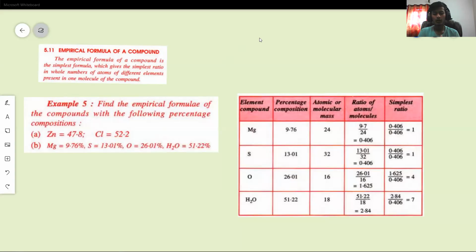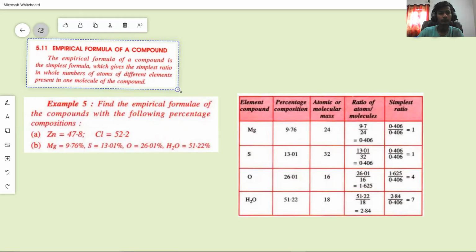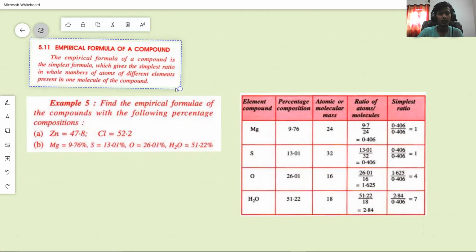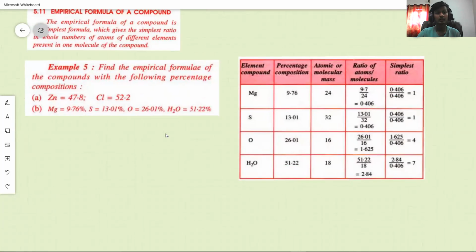Similarly, we have glucose, C6H12O6. Out of C6H12O6, we'll take out the highest factor. The highest factor is 6. When we take out the highest factor, we are left with CH2O. So that is the empirical formula for glucose. Therefore, empirical formula is the simplest formula a compound can have. That's all. So you all can also write the definition. That's not a great deal. It just gives the simplest ratio in whole numbers of atoms of different elements present in one molecule of a compound. Bookish language. Okay.